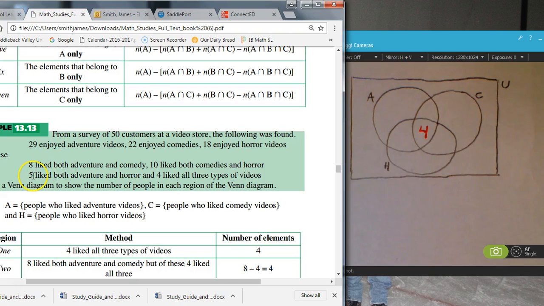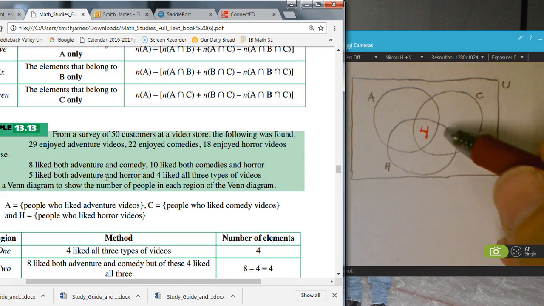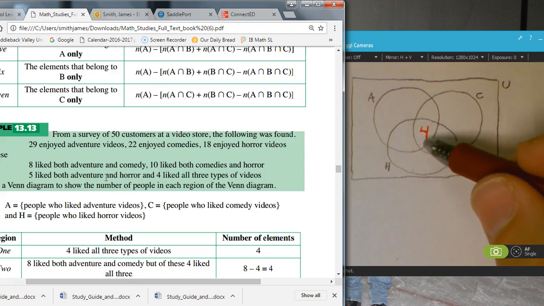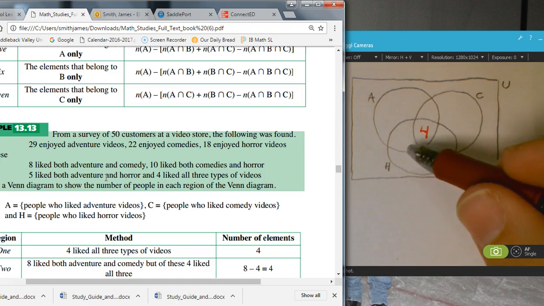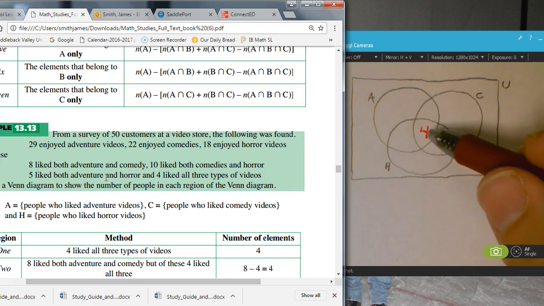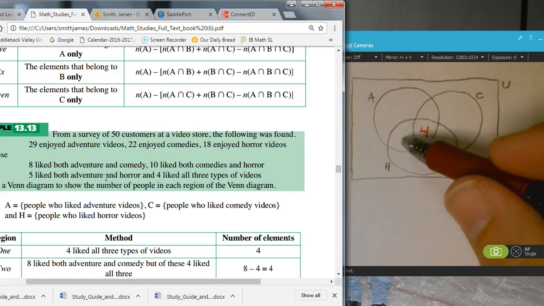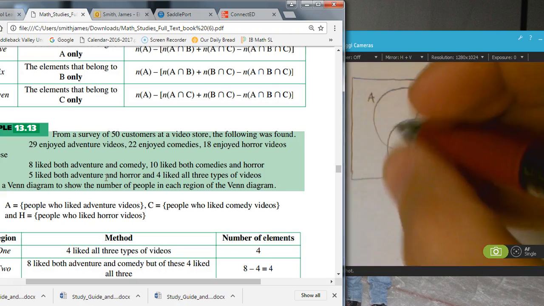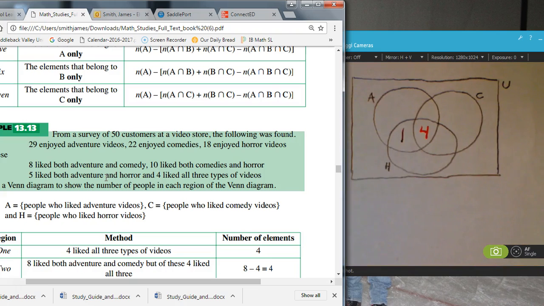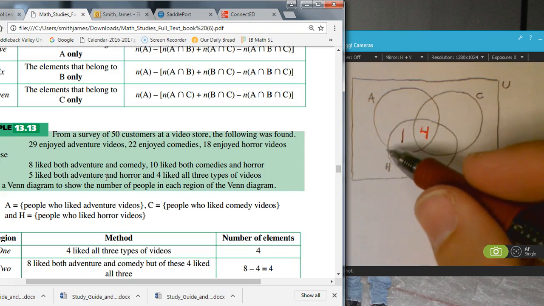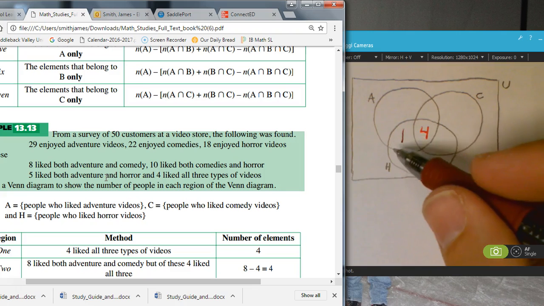So right here it says 5 liked both adventure and horror. So if you look right here at this little area of the diagram, this is the area where A and C overlap. So within this area, I should have a total of 5 people because it said 5 liked both A and C. So within that little area, I should have a total of 5. So 4 are already identified, which means the remaining person, or the 5th person, fits in right there. So I do now have a total of 5 people that like both A and C.